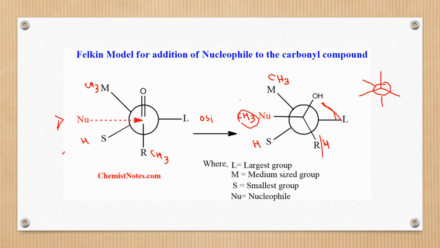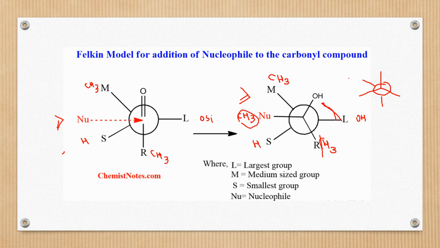Now, nucleophile is this allyl group. So instead of methyl, you will have this allyl group added to it. OH is there after the deprotection. So here OH is there at the large group because OSi is getting deprotected by TBAF. Okay. Now this is methyl. The small group is hydrogen only. The medium group is methyl only.